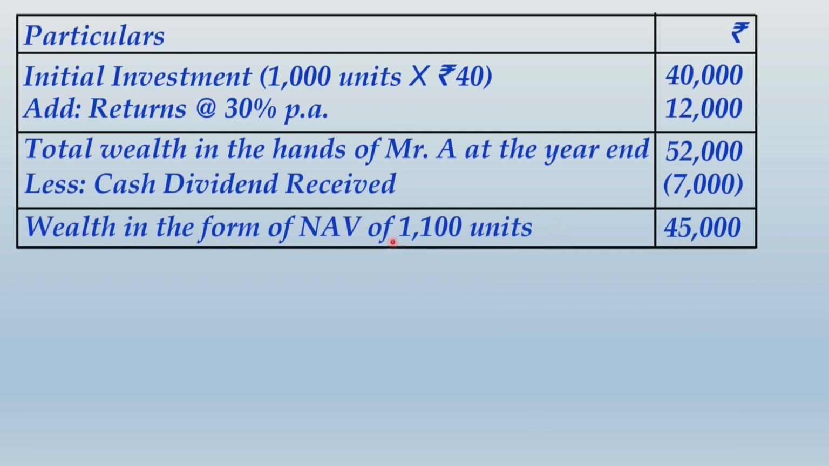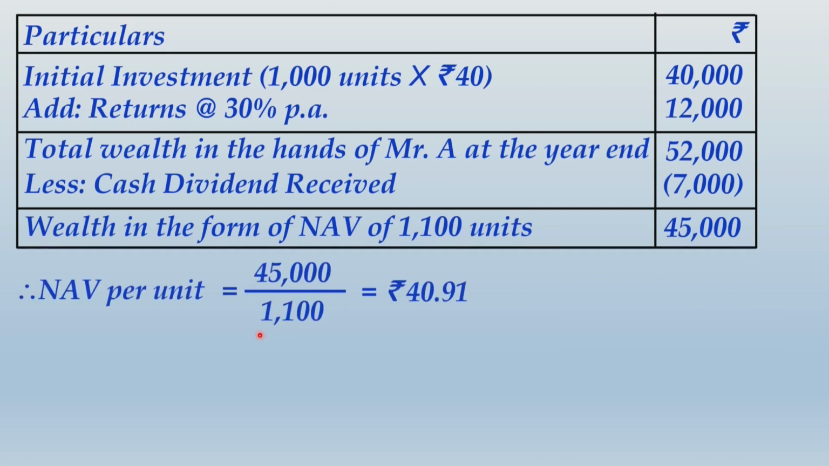Now how did we get this 1,100 units? I'll be explaining you in a while, but if 45,000 is the value of 1,100 units, you can definitely find the NAV per unit by dividing 45,000 by 1,100, and what you get is 40.91. Now let me explain you how we got this 1,100 units.